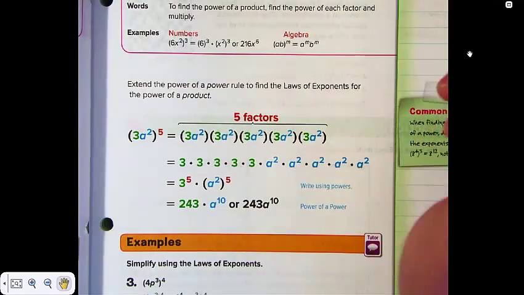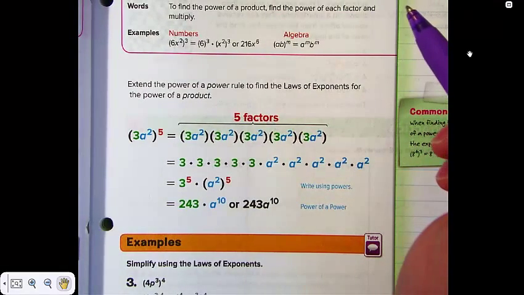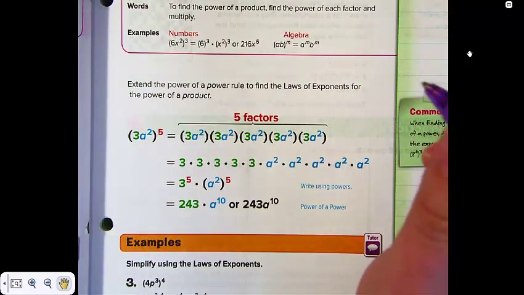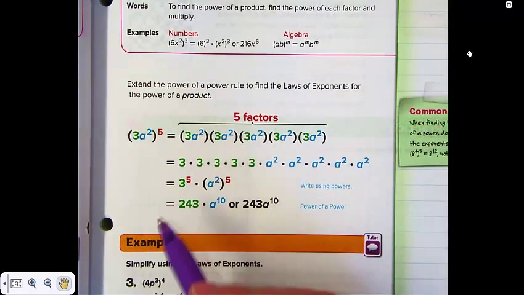Okay. Power of a product. To find the power of a product, find the power of each factor and then multiply. Now this one uses the same idea as before, except we're throwing in some more numbers at the front.